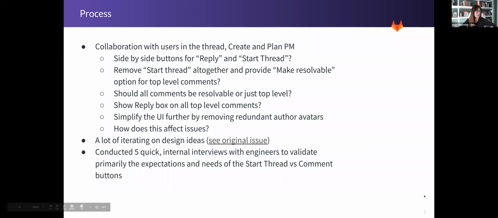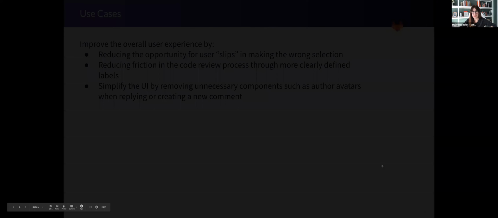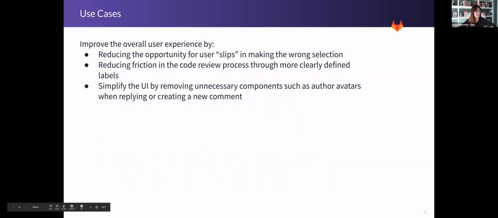So we got some really good insights from just talking with folks individually as to where our starting point needed to be and what the larger problems were that we needed to address. There were a couple of things that we were striving to accomplish in terms of use cases. We wanted to improve the overall user experience by reducing the opportunity for user slips, which Nielsen's heuristics identifies as an unconscious error caused by inattention. So just people doing that quick workflow every day and accidentally making that wrong selection.